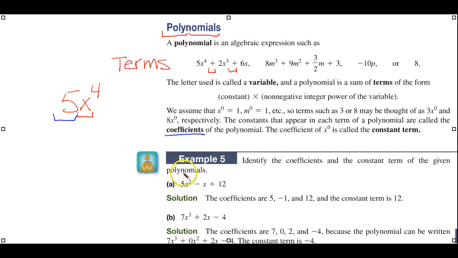A tricky part sometimes, as we see down here, where there is no number, well, we don't write it usually, but there's a 1 in front of anything. Okay? So they want to identify the coefficient and the constant term. Well, the coefficient here is 5, here it's -1, and the constant term is 12. And for letter B, it's 7, a 2, as the coefficients, and the constant term is -4.